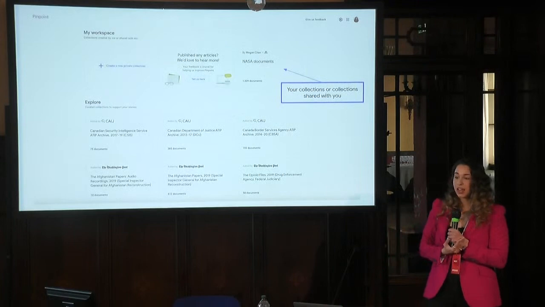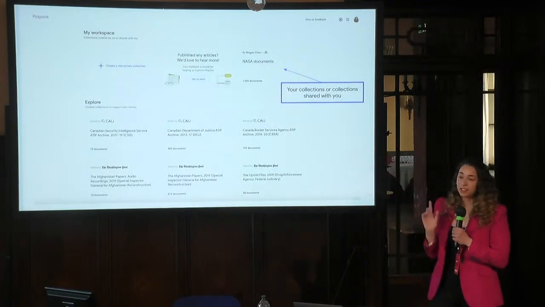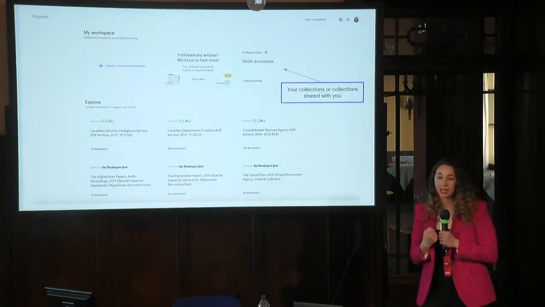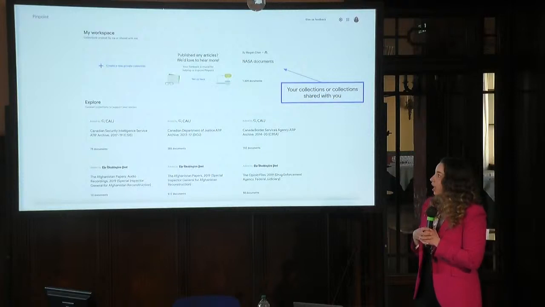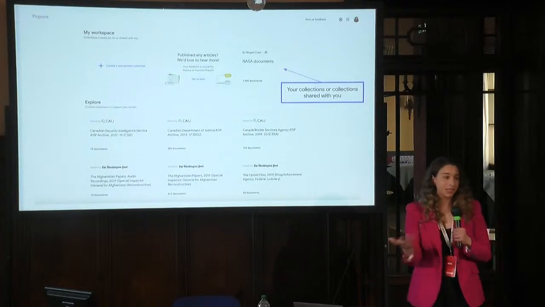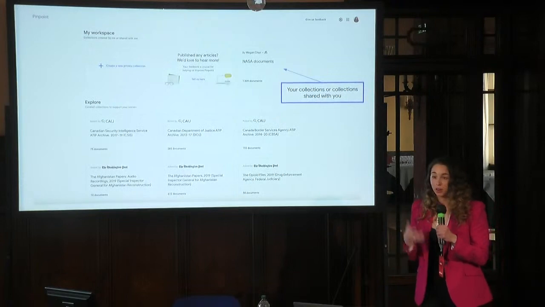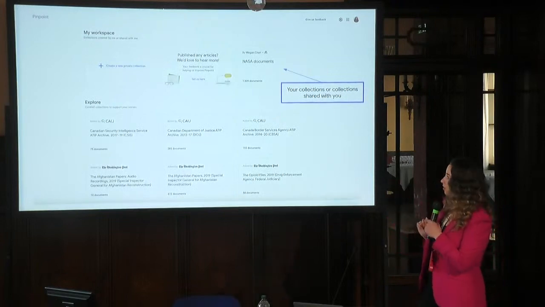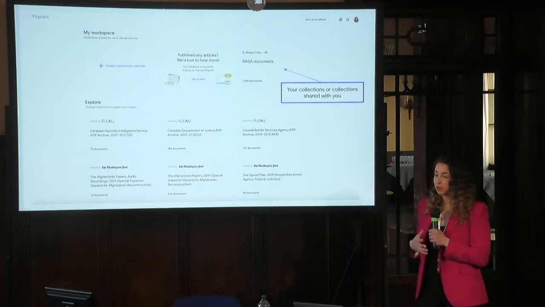And this is what it's going to look like when you open up the tool. So you can see you have a workspace. So your workspace at the top there is where you have your own collections, okay, your own folders. So you might have a collection for Zoom interviews you've done. You might have a collection for articles you've written for a specific magazine or newspaper. You might have a collection for a particular story that you're working on or investigation. It's up to you how you want to devise it. You'll also see collections which have been shared with you by other members of your team.